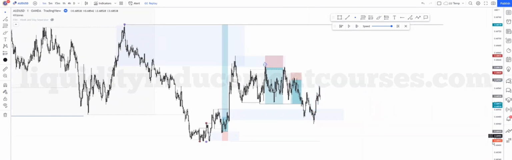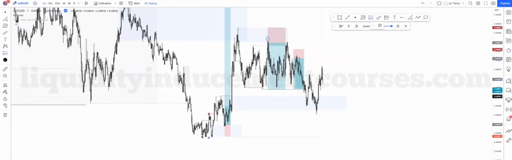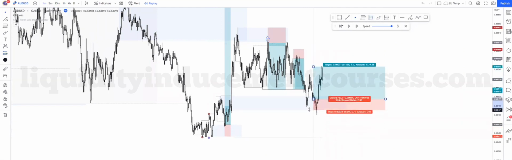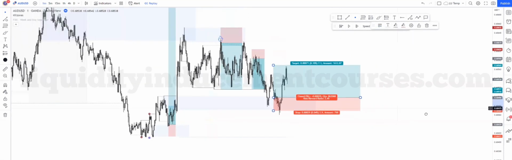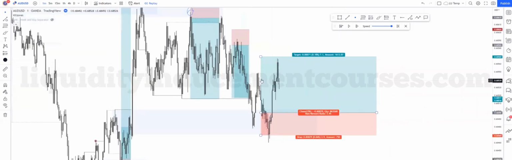Okay. So that would have been a loss. This would have been a loss, 100% a loss for me. So it would have been a loss if you took it directly, and it would have been a loss if you took it on a confirmation entry.